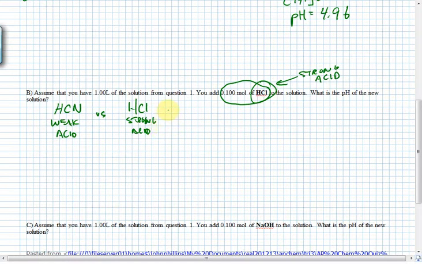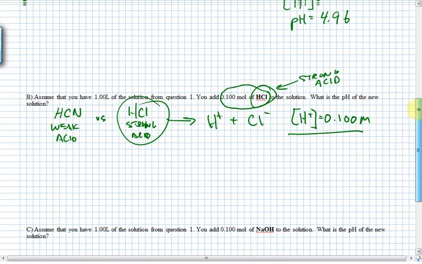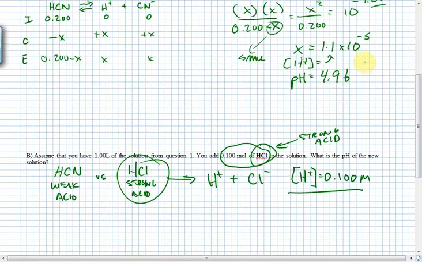Okay, completely ionized. HCl is the winner, overwhelms the HCN. HCl completely dissociates into H plus and Cl minus. So if I have 1/10 of a mole of HCl and I've added that to a liter of solution, the H plus concentration is going to be equal to 0.100 molar. Does that make sense? Acid is completely dissociated. Compare this concentration to the concentration that we had up here.